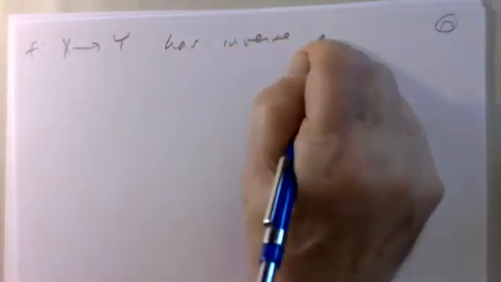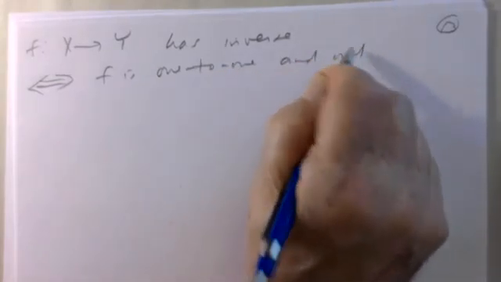And there's a fundamental fact about functions that we use right here, which says, suppose we have a function f from X to Y. This has an inverse if and only if f is 1-to-1 and onto.